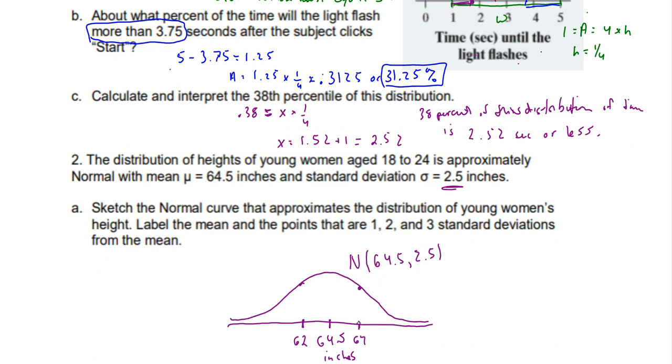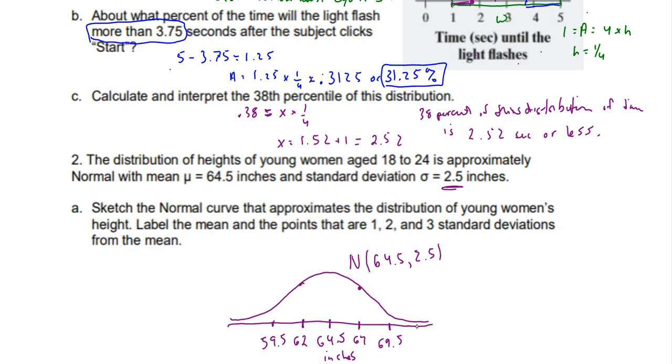Well, now we need to go the same length away, and that's going to give us our second standard deviation. And so we're going to take 67 and add 2.5, and you'll get 69.5 inches. And then if you take 62 and subtract 2.5, what you have is 59.5 inches. And so this is going to be 2 standard deviations away from the mean.